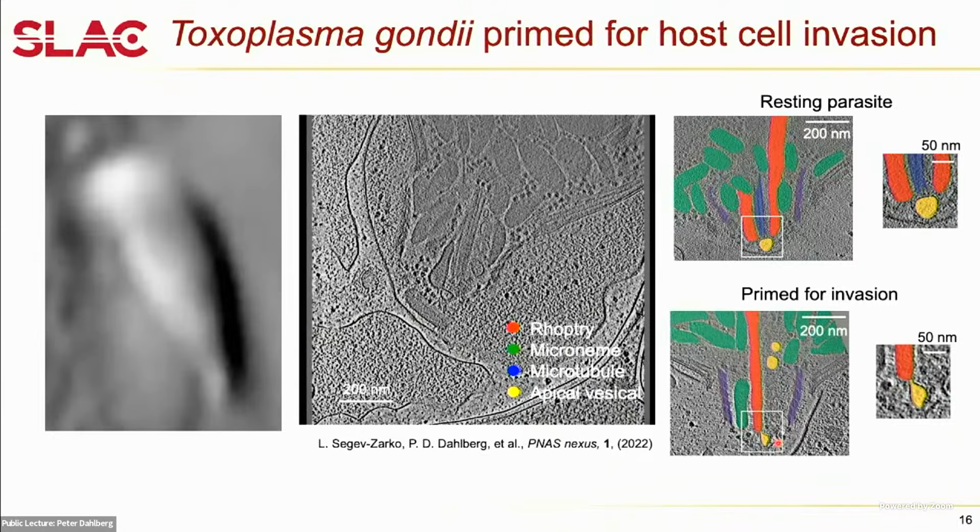And we think that part of the role of this vesicle and the fusion might be related to how we go through many different membranes. We have to go through the parasite membrane, the host cell membrane, to get our contents inside that cell.